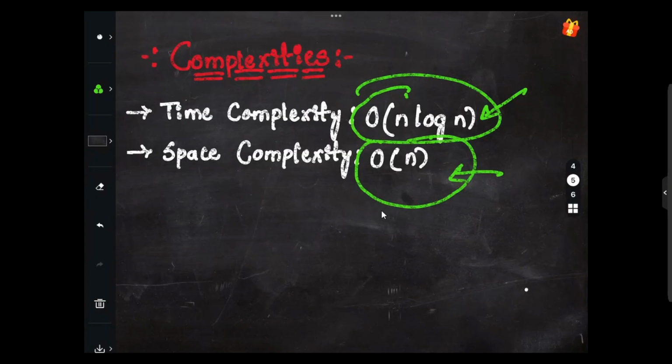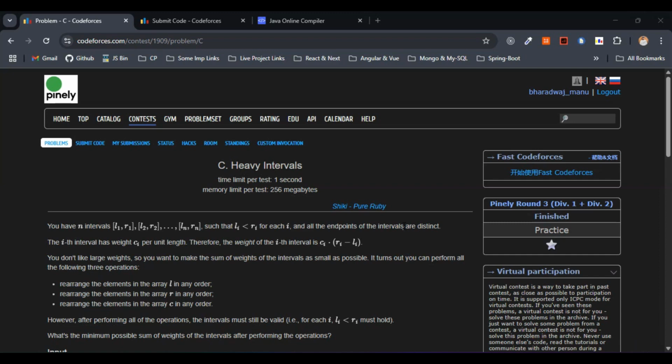So again, the time complexity and the space complexity for the code that we'll be writing would be big O of n log n and big O of n. I hope the complexities part and approach part is completely clear. As we are completely familiar with both, we are good to write the code. Let's start writing the code.